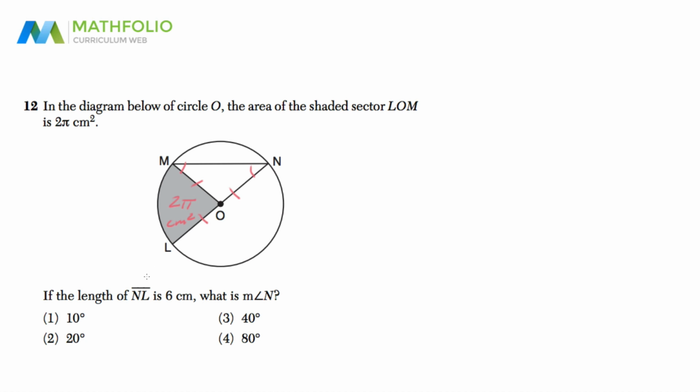It says if the length of NL is 6, N to L being 6, well, that's the entire diameter. So if that's 6, each of these must be 3. Next, it says, what is the measure of angle N? Well, okay, let's think about this.